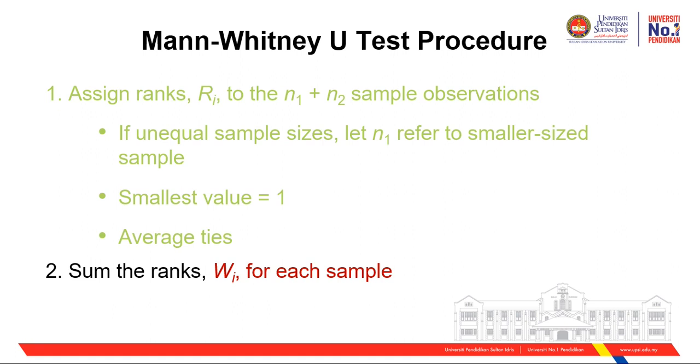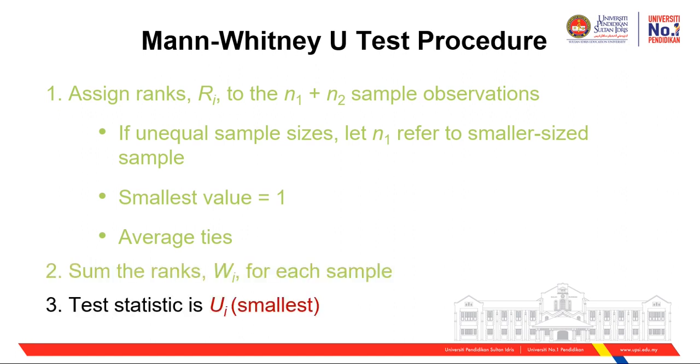And then after you give the rank, you need to sum the rank, and then you write down W1 for group 1 and W2 for group 2. The next step is you find the test statistics U, using the formula that I showed you just now. You find U1 and U2, and then take the smallest one before you compare with the U critical from the Mann-Whitney U table.